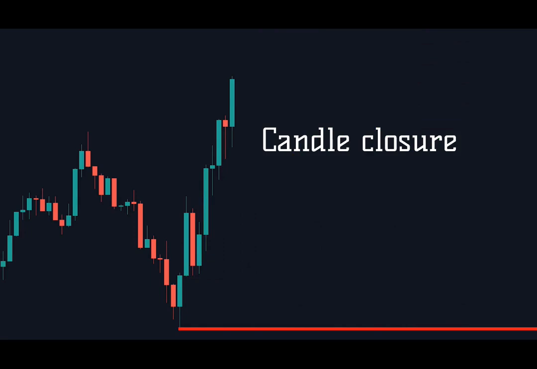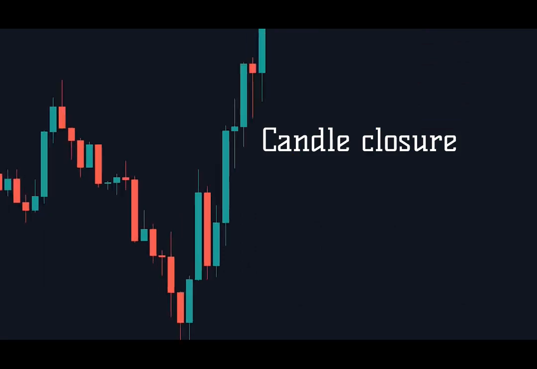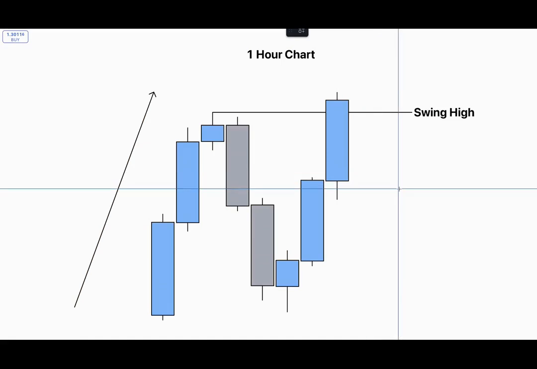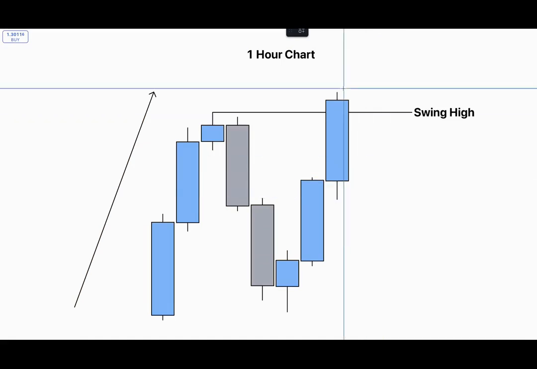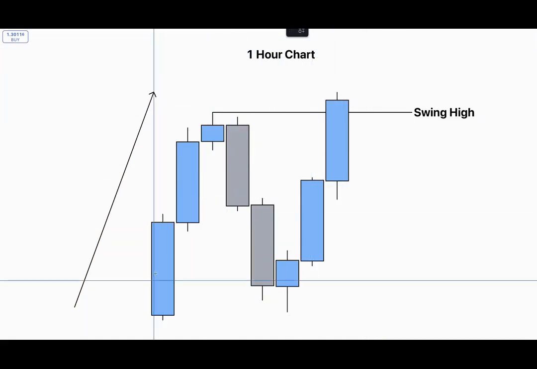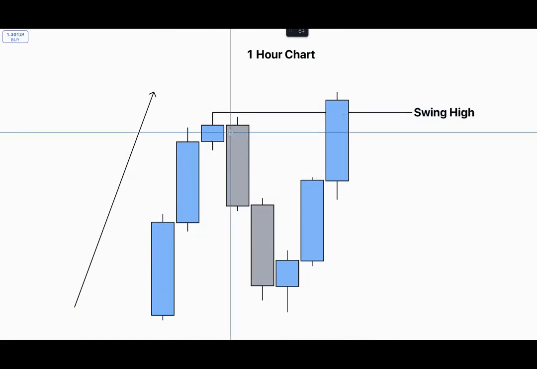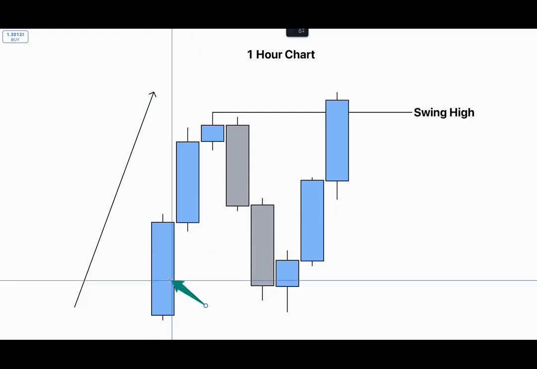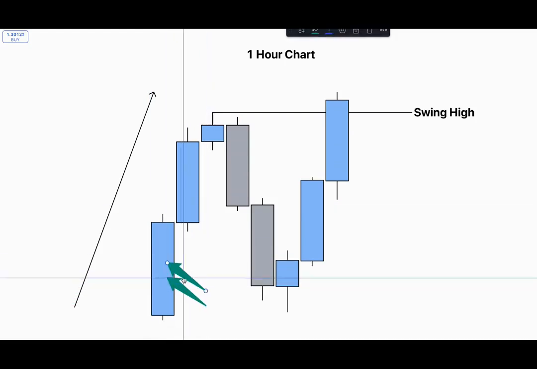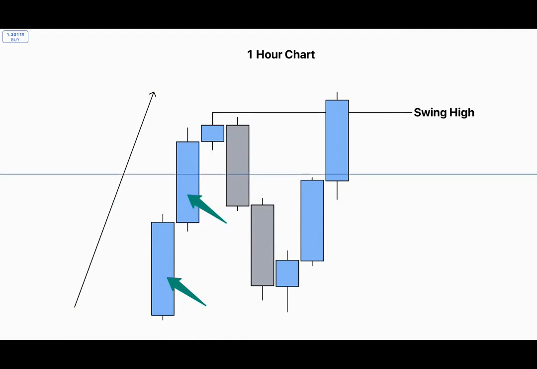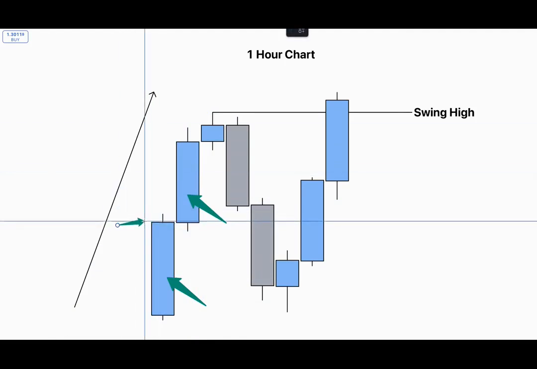So first things first, what is a closure? Well, if we're looking at a 1-hour chart here, let's imagine these candles are hourly candles. That means every hour that passes, a candle will form, and at the end of the hour and the start of the new hour, the candle will close. So for example, this would be our closure. This would take place at the start of a new hour.